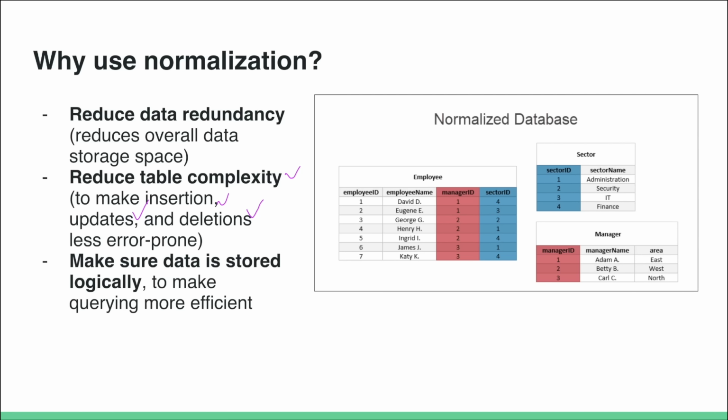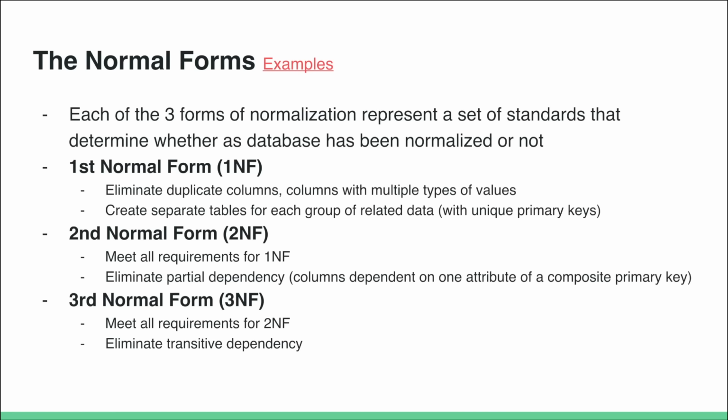Maybe just structure it in a way that's illogical or that doesn't help the system function more efficiently. Now, when talking about databases, there are three normal forms that we're going to refer to. Each of these represents a set of standards for normalization. We can consider the first normal form to be the least stringent form of normalization, and the third normal form to be the most stringent.